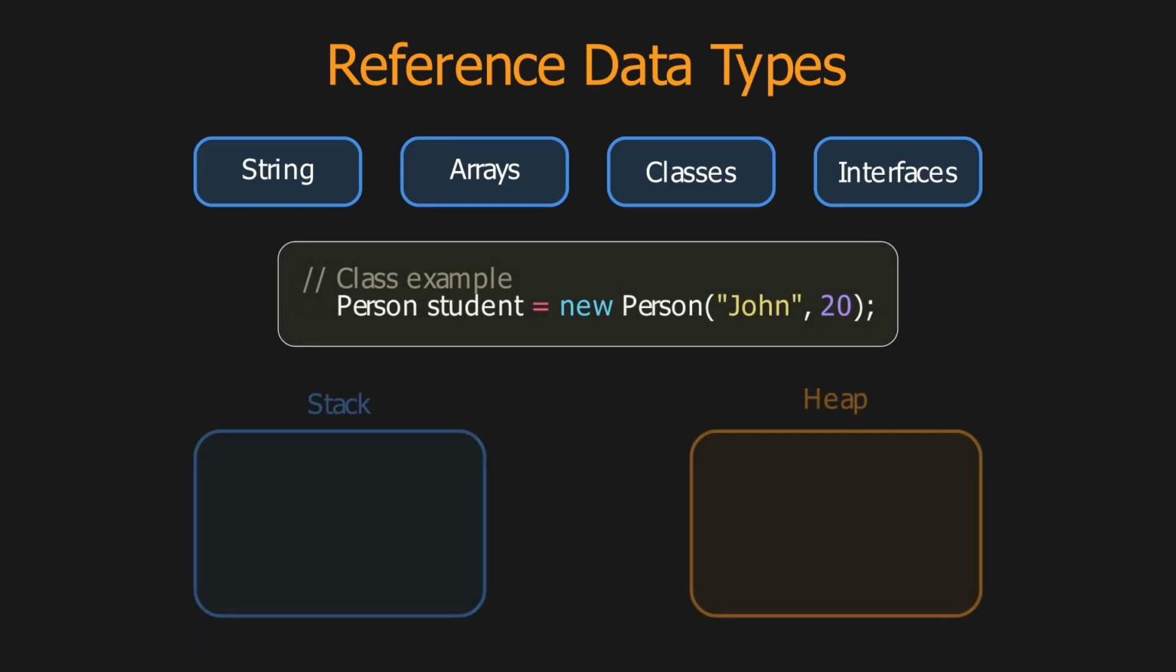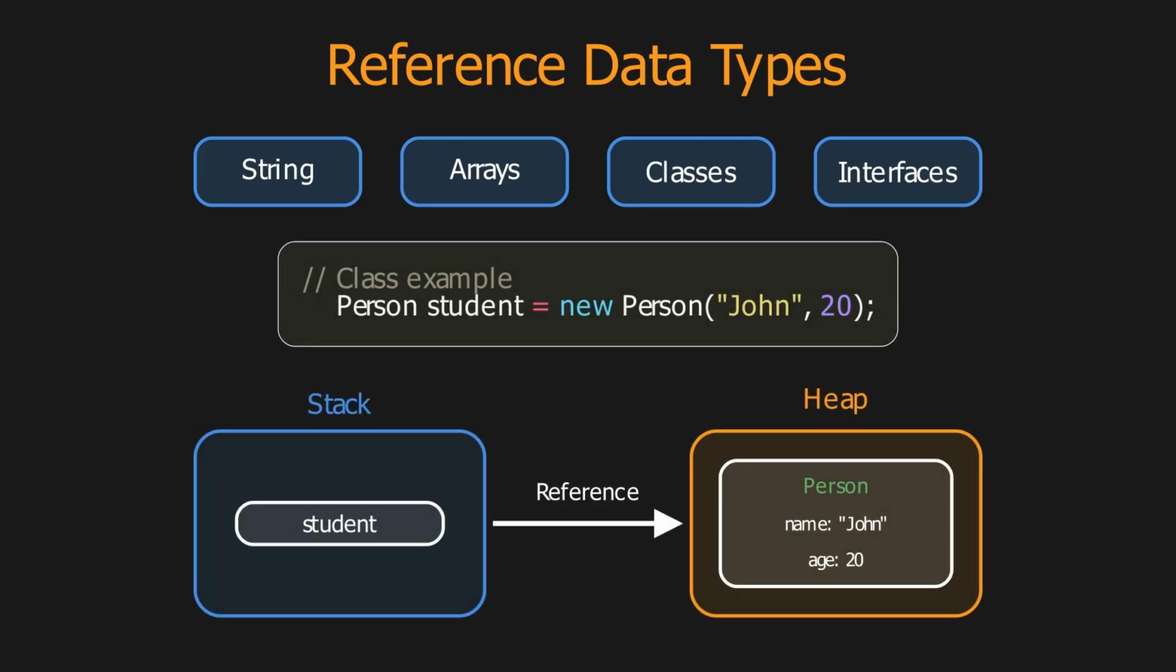When working with custom classes like Person, the same pattern applies. Here, Person student = new Person("John", 20) creates a student variable in the stack that references a Person object in the heap. This object contains multiple properties, such as name and age, all accessible through the reference. Classes are the foundation of object-oriented programming in Java, allowing you to create custom data types with both attributes and behaviors. We'll have a dedicated video series on classes, covering everything from basic class structure to inheritance, encapsulation, and polymorphism.